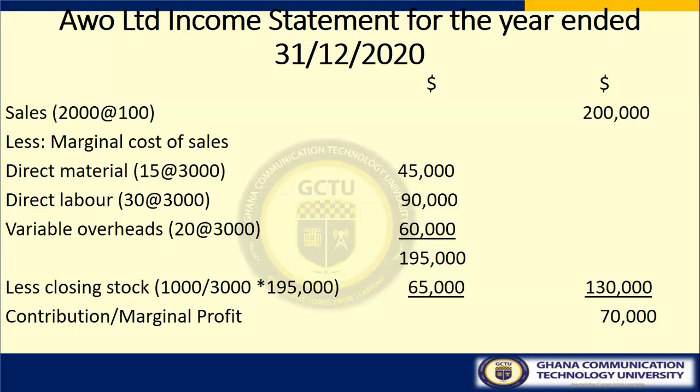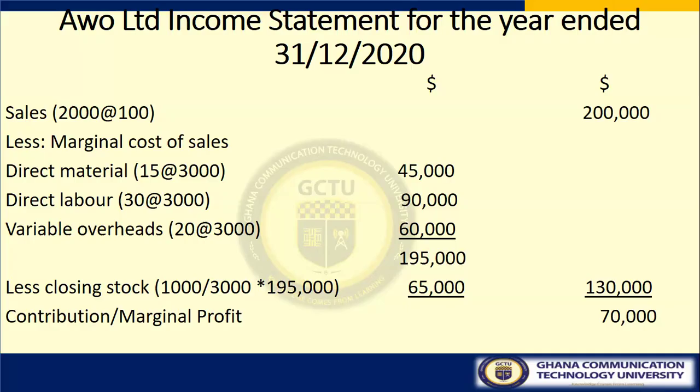The first column is the sales. 2,000 times 100 gives you 200,000. So total sales made is $200,000 for the period. Then you less marginal cost of sales. Under the marginal cost of sales, from the question, you have direct material at $15 per unit of production, so 15 times 3,000 gives you 45,000. Direct labor, 30 times 3,000 gives you 90,000. Variable overheads, 20 times 3,000 gives you 60,000. When you add 45,000, 90,000, and 60,000, you get 195,000.